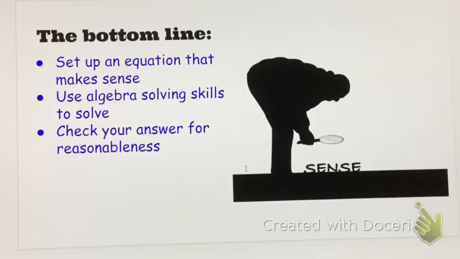And then, check your answer. Does it make any kind of sense? If you're solving a little circle and you get an answer like 248,000 pi, you're probably in the wrong ballpark.